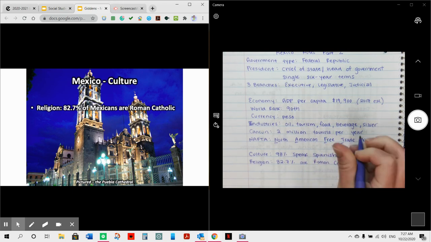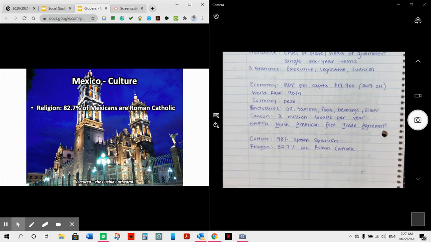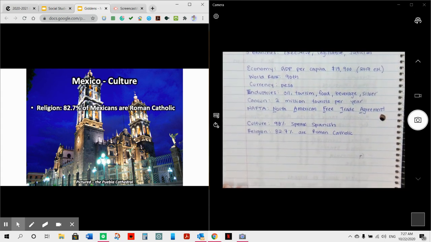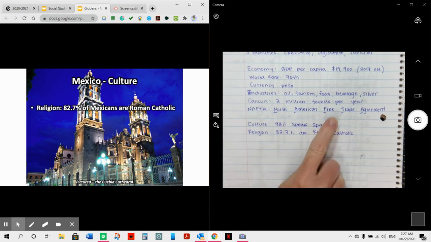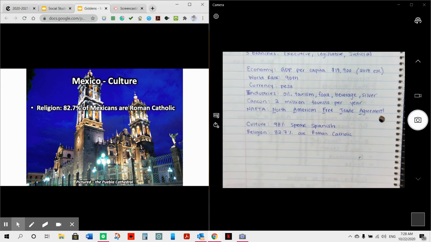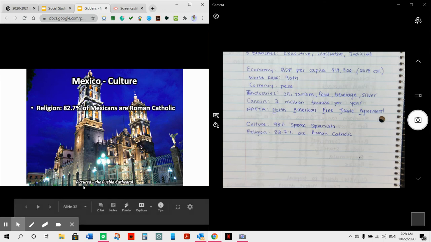And Catholicism is a denomination or a type of Christianity. So if you've heard of someone being a Christian, a Catholic is like a specific type of Christian, just like Methodist or Lutheran or Baptist. And this says pictured the Puebla Cathedral, a really pretty church.